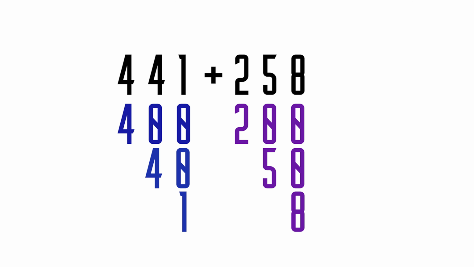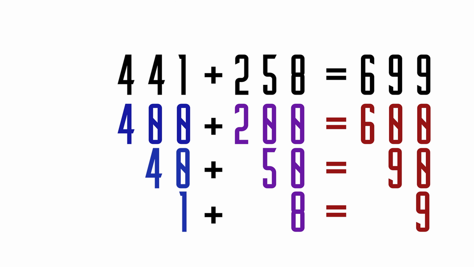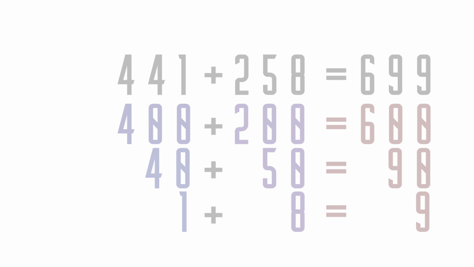Now we just add each of the hundreds, tens, and units. 400 plus 200 is 600, 40 plus 50 is 90, and 1 plus 8 is 9. If we then piece our answer together, we get 699. This is just another method of addition. There are many, and it's important to choose one that you feel comfortable with.